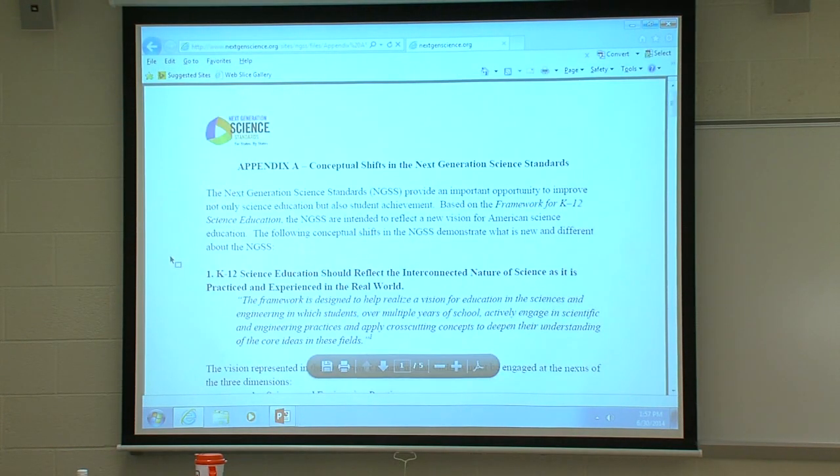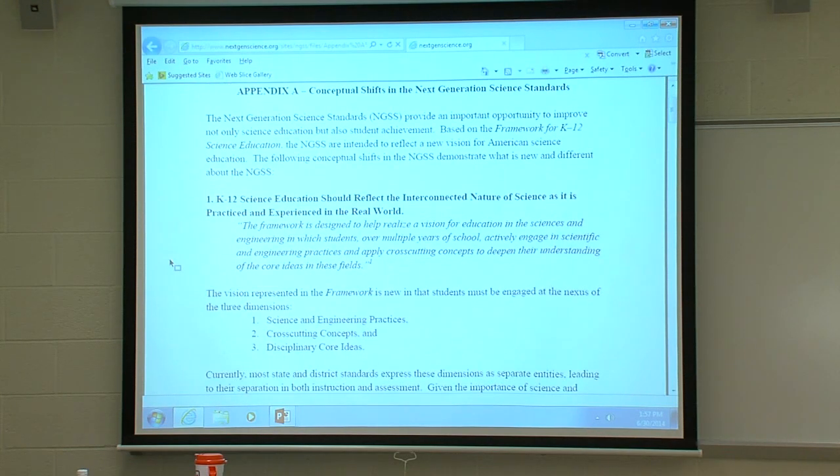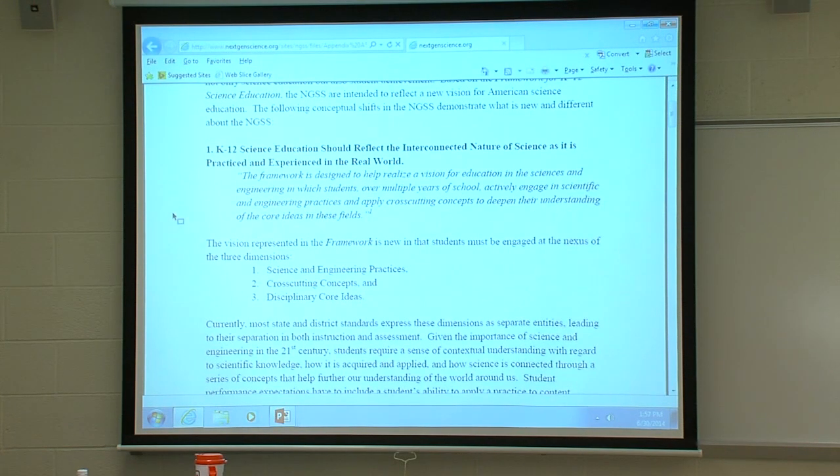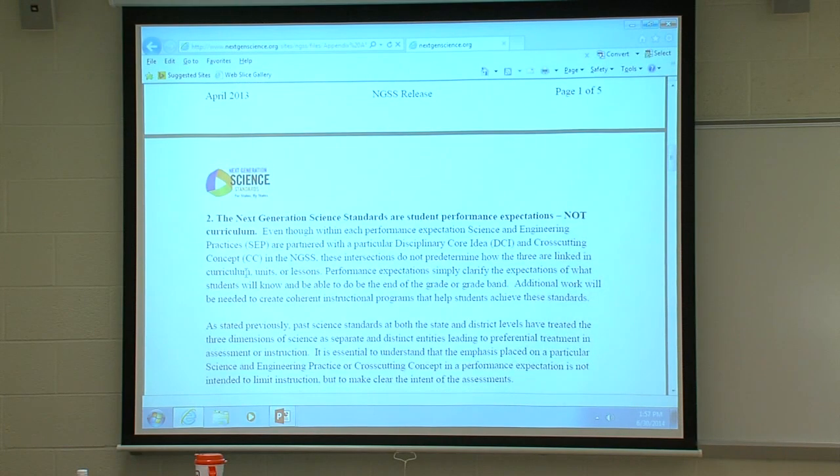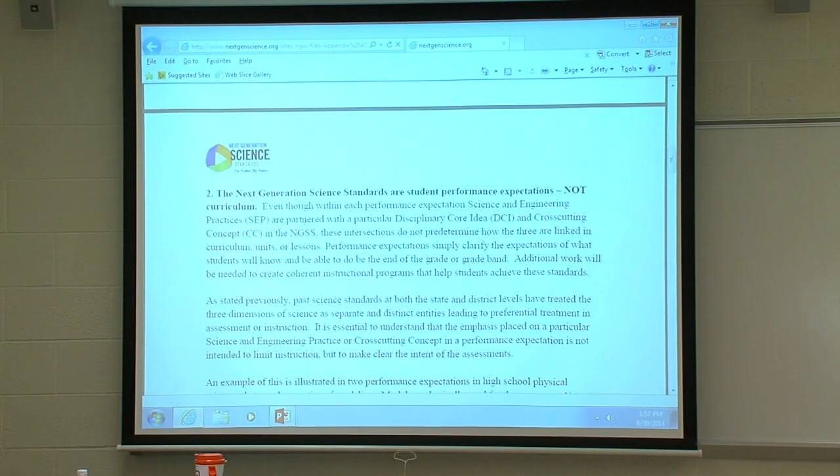These are the conceptual shifts in the standards. The first one is that science education should reflect the interconnected nature of science as it is practiced and experienced in the real world. Do as scientists do. Integrate those three dimensions of the framework. The next one is that the Next Generation Science Standards are student performance expectations, not curriculum. You cannot take this document and use it as your curriculum. It needs a lot of work before that can happen.